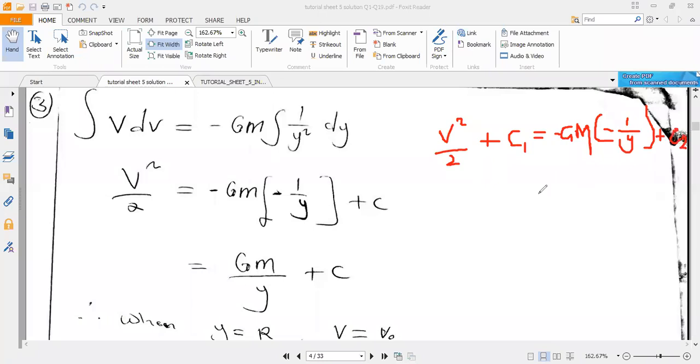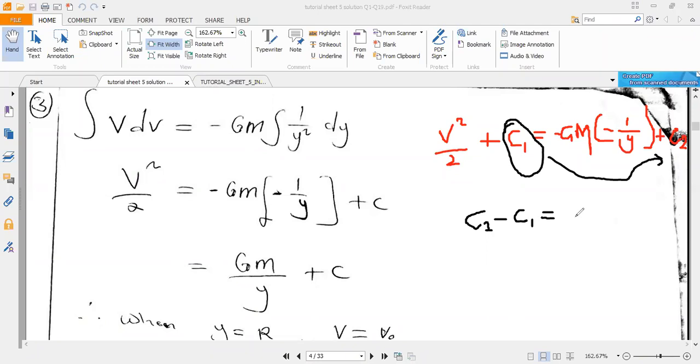Then, notably, we can take this c to the other side. Mr. Alam, are you able to see? Yeah, I can. So when you take it to the other side, it will now become something like C2 minus C1, isn't it? So now this C2 minus C1 will still be a constant.